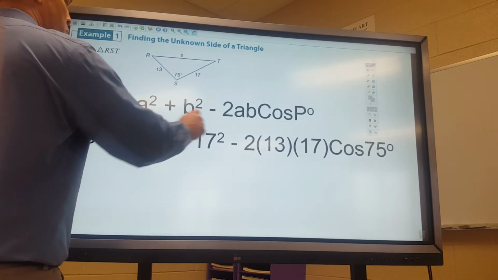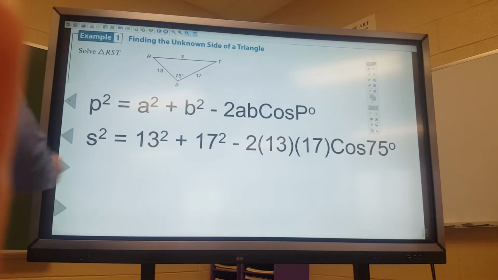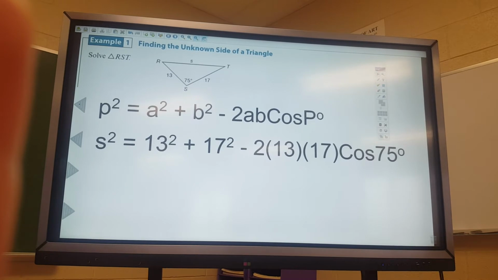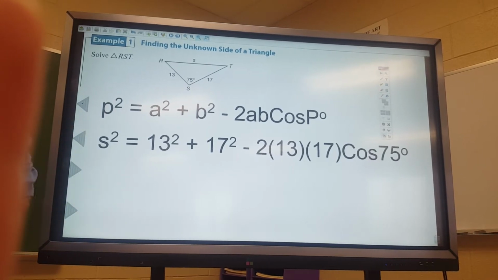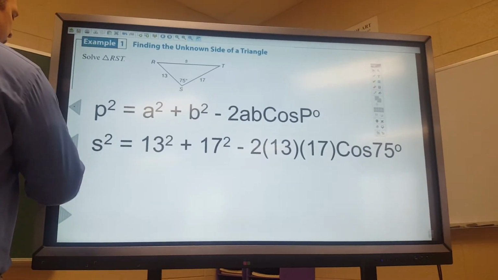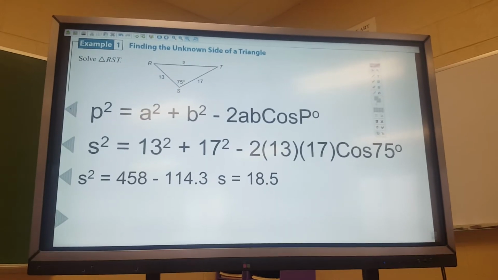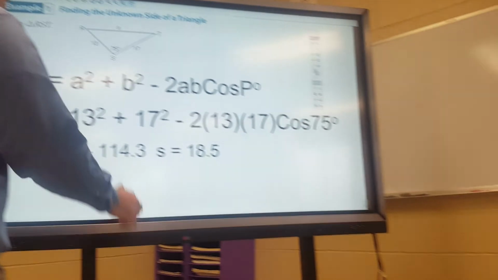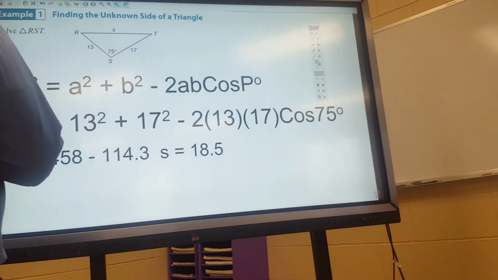I'm going to need to square these. Those technically should be in parentheses. Find all those values, then we're going to add and subtract last. If you try to run these things in and you forget the order of operations, it will not work. So I multiply all those things out, and I get 114.3.